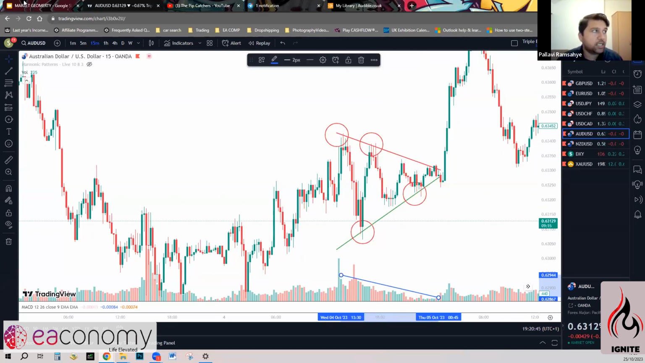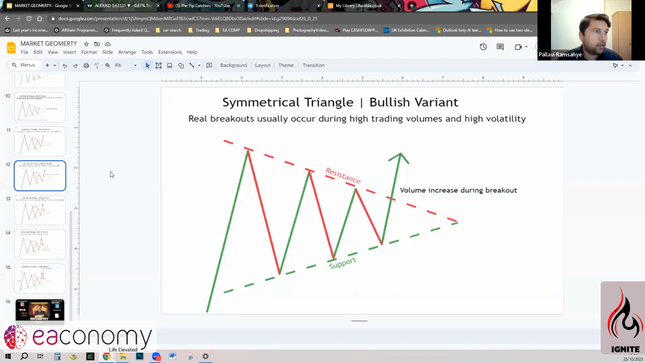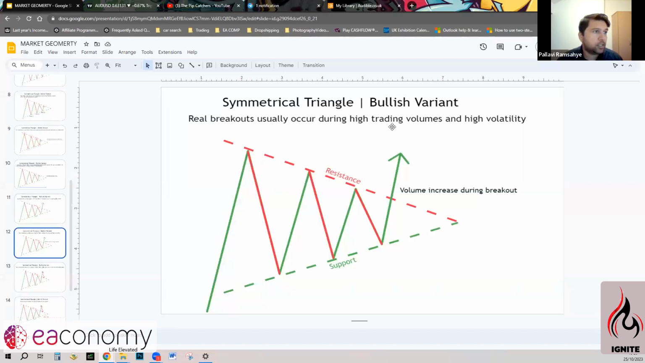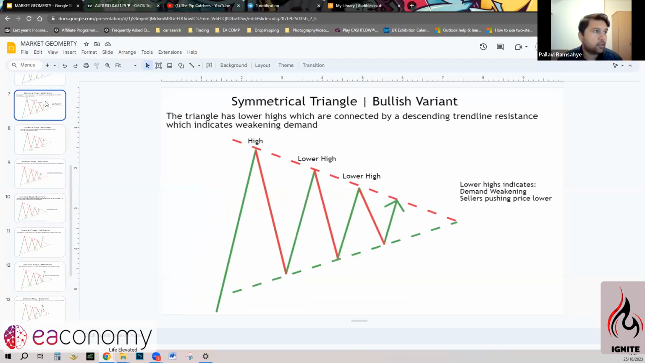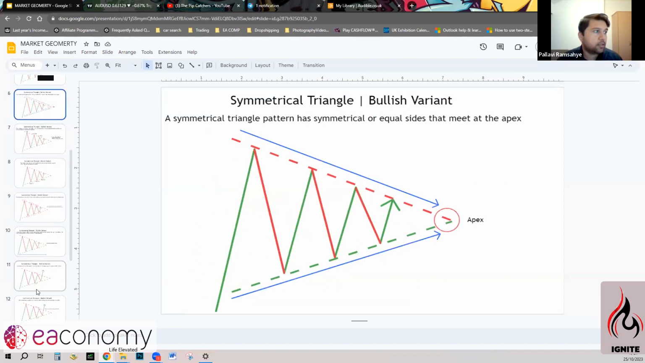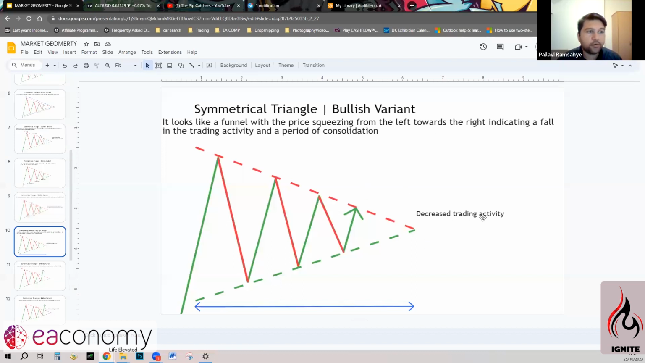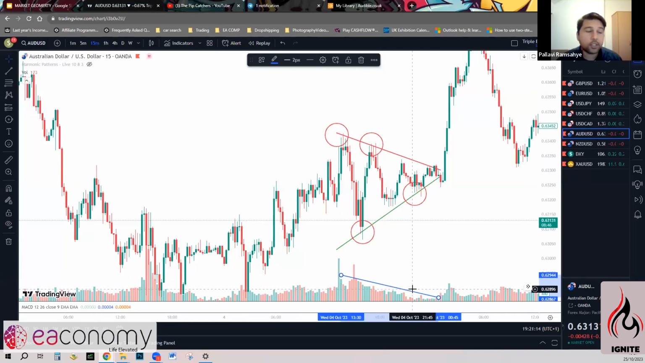So if I come back, you can see here the high volume for the breakout. However, before all of this, we are looking for that squeeze. It's actually this one here, right? Perfect. A decrease in trading activity, that's what we're looking for. The price is squeezing from left to right, and the fall in trading activity, the way we can look for that is the decrease in the volume.